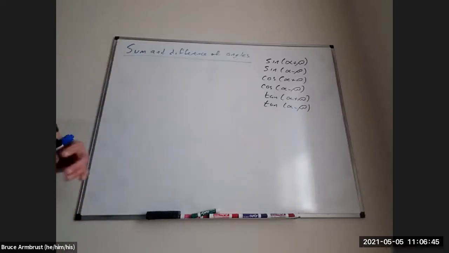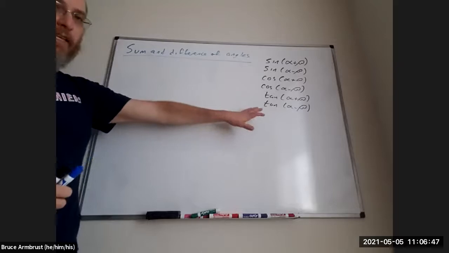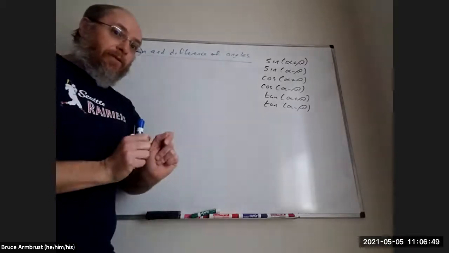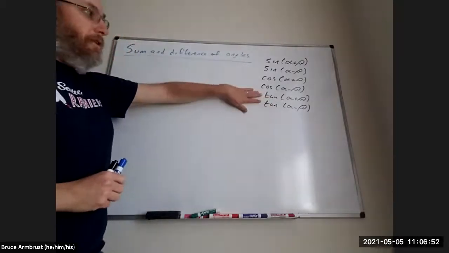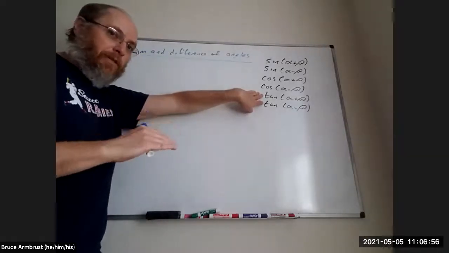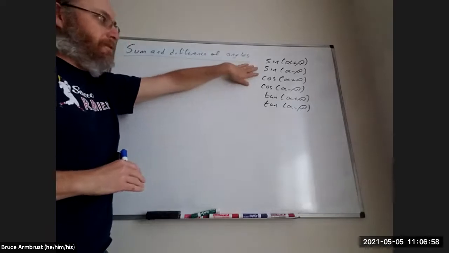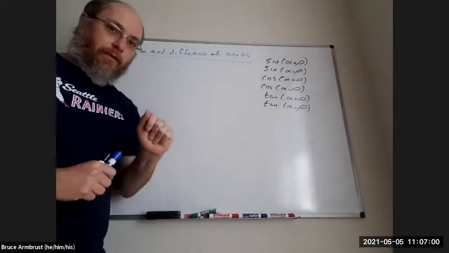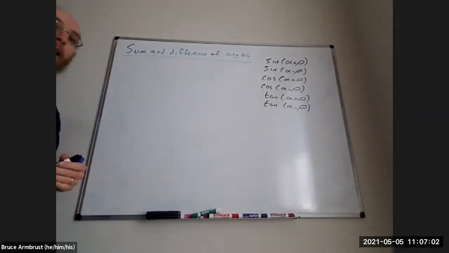All right, so we're going to develop these 6. Now, if you're going to leave space to write what they're equal to, I just want you to know the 2 tangent ones are going to be fractions. So you'll need multiple lines for those. The other ones, sines and cosines, they're just one-liners. All right.